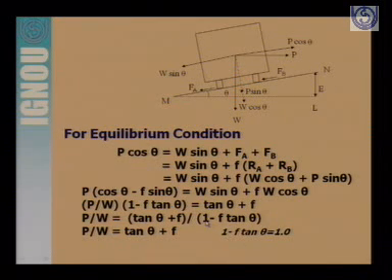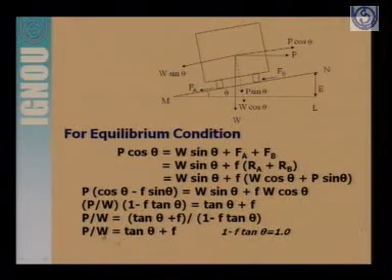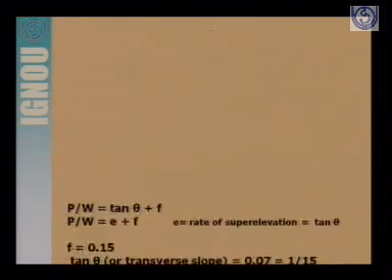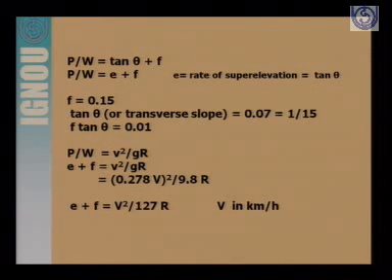Now for small theta, this F tan theta will be very small. So this whole quantity 1 minus F tan theta can be approximately taken as 1. In that condition, for small theta values, P by W can be taken as tan theta plus F. Now this is the impact factor, and as we know, tan theta is the rate of super elevation, which is a small e. This small tan theta is replaced by small e, so in that condition P by W, the impact factor becomes E plus F.